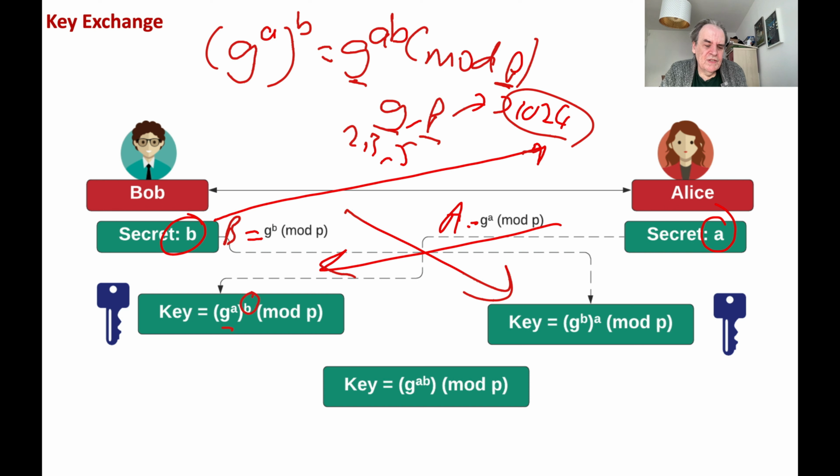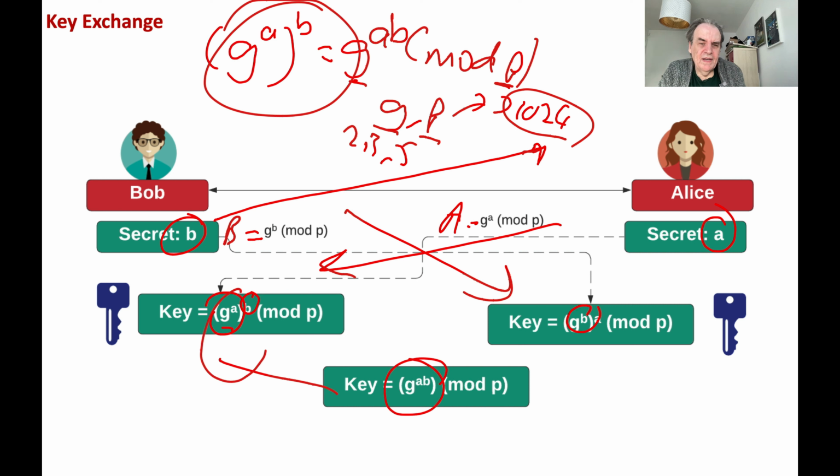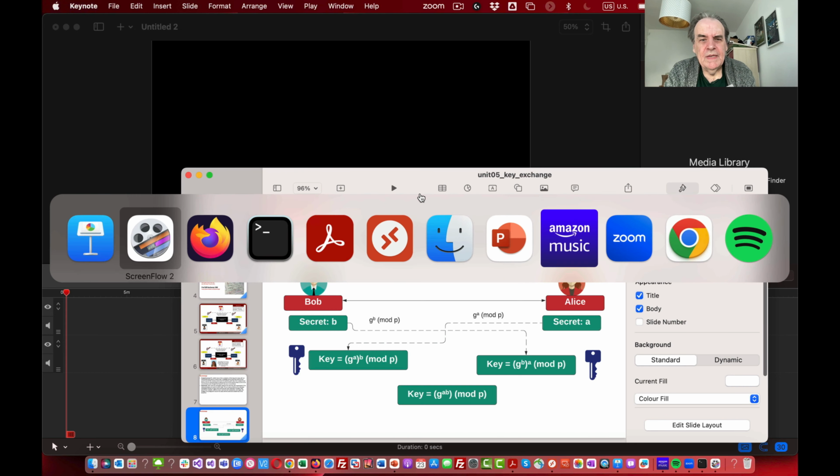So Bob takes his secret, takes Alice's value and raises it to the power of b, and then the other side takes Bob's value and raises it to the power of a. Then, because of this rule here, the value they'll generate is g to the power of ab mod p. So let's give that a little try here.